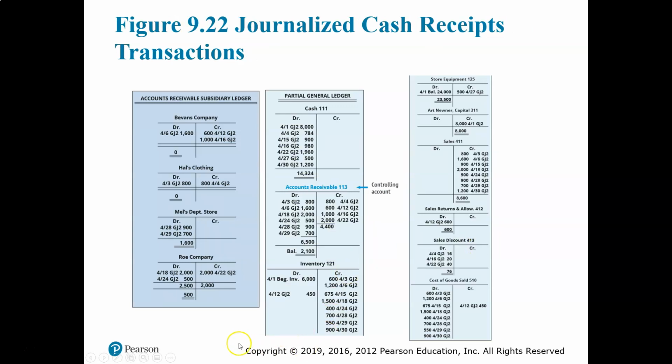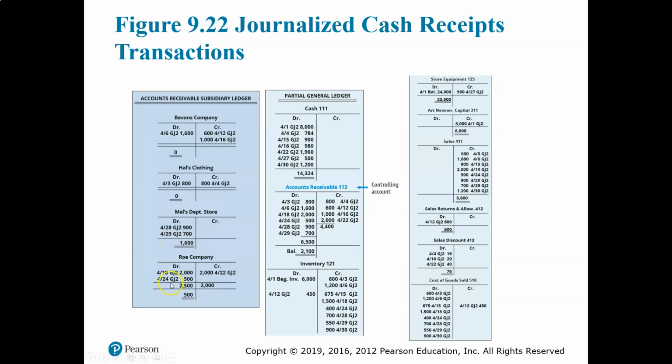Okay, so here are the T accounts where you got your general ledger transactions. You have your accounts receivable controlling account, and you have the subsidiary ledger. So Bevers doesn't owe any money. They've paid up all their money. Hal's doesn't owe any money. Mel's Department Store owes $1,600, and Roe Company still owes $500. They paid some of the things, but not everything.